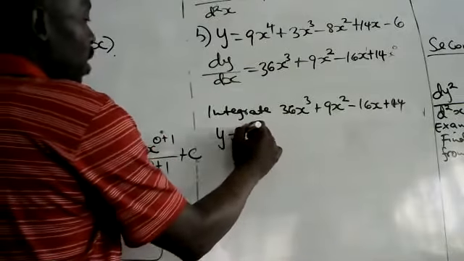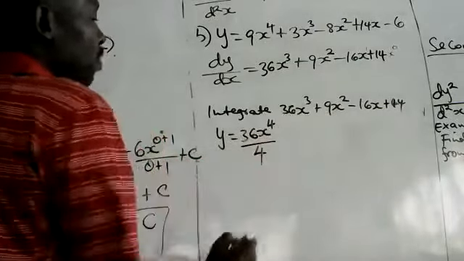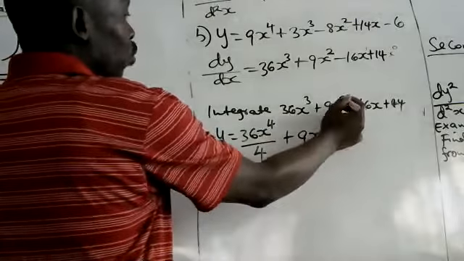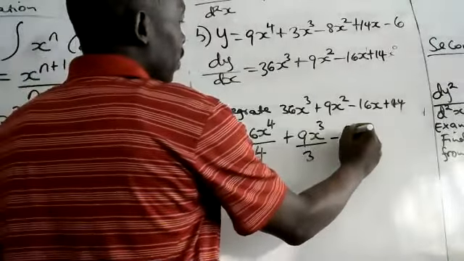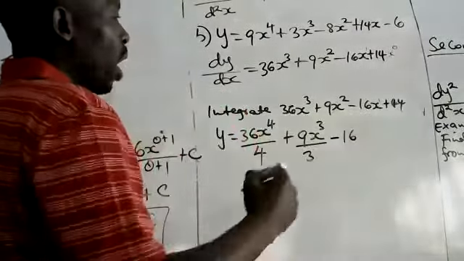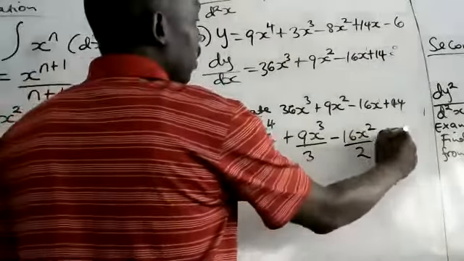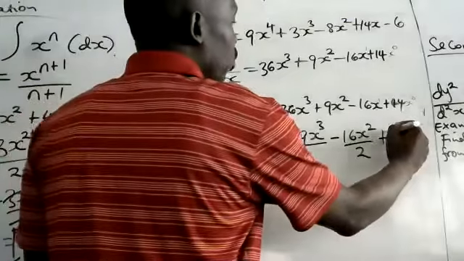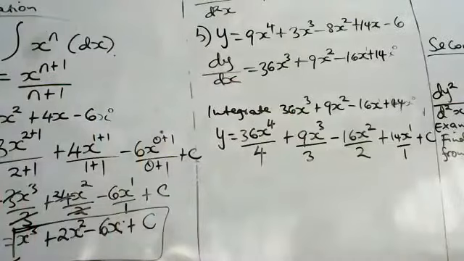So this one is going to be 6x power 3 plus 1 is 4, and then you divide by the same 4. Plus 9x, 2 plus 1 is 3, then you divide by 3. Minus 16, remember here there is power 1. 1 plus 1 is going to be x power 2 divided by 2. Plus, remember I told you here there is x power 0. 0 plus 1 is 1, so it's going to be 14x power 1 over 1. Then you add plus c to stand in for any constant that might have been differentiated to be 0.